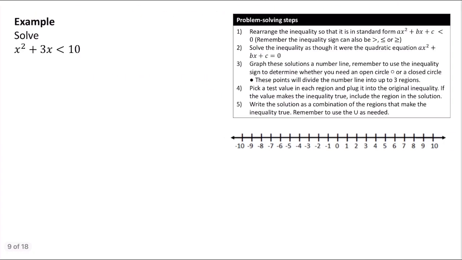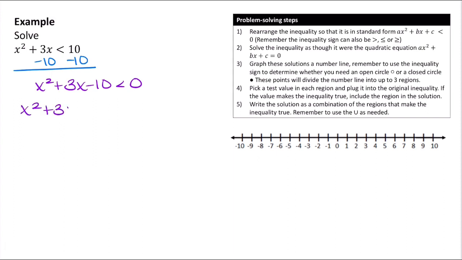All right, so let's now solve x squared plus 3x is less than 10. So my first step is going to be to get this into standard form. So what I need to do is subtract 10 from both sides. And when I do that, I'm going to get x squared plus 3x minus 10 is less than 0. Okay, so now we need to work on solving this as though it were the equation x squared plus 3x minus 10 equals 0. So my preferred method to do these is factoring whenever possible.